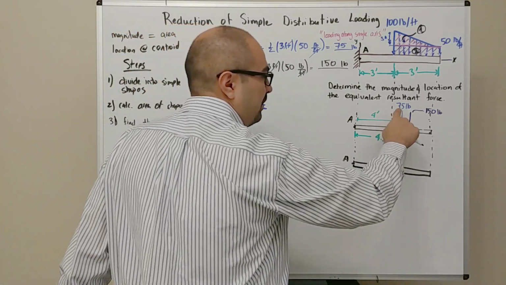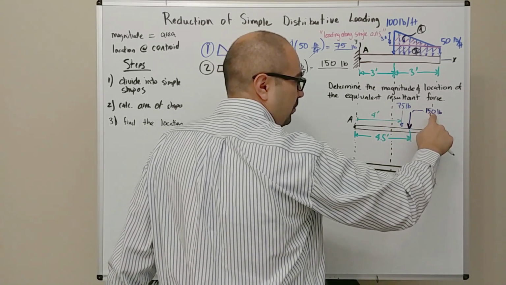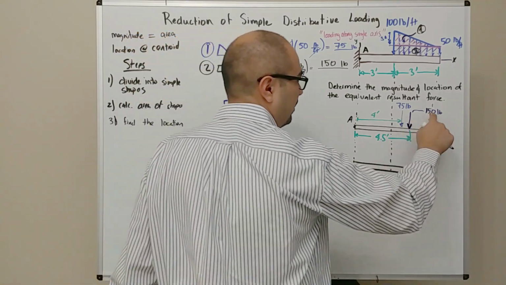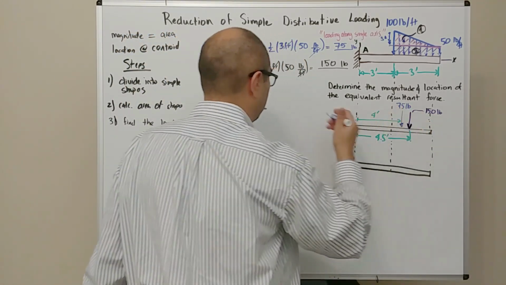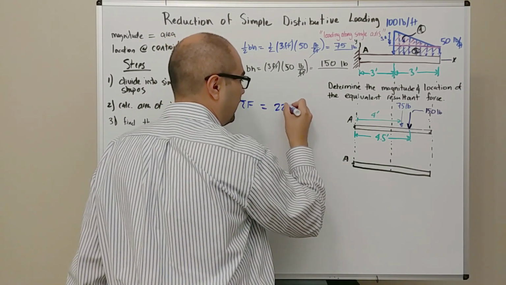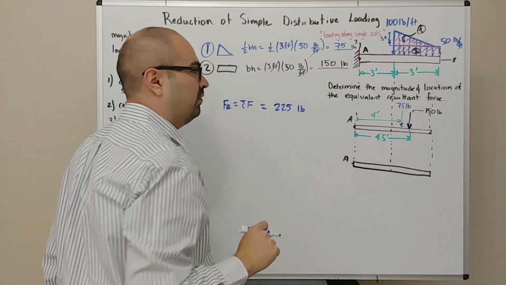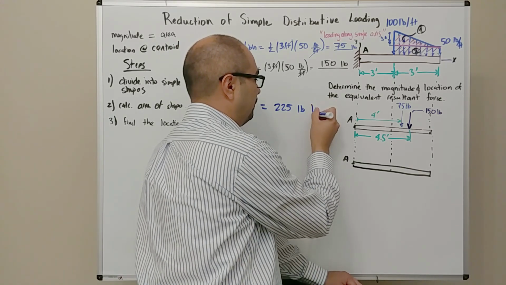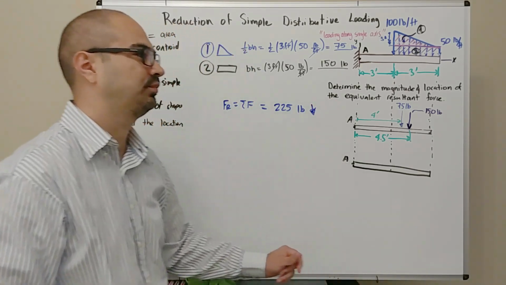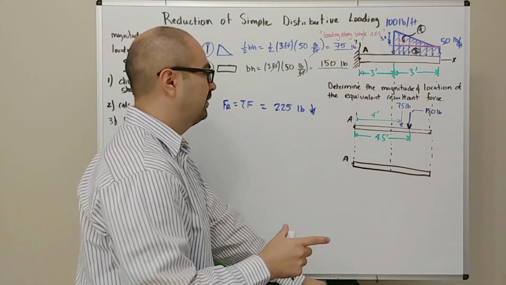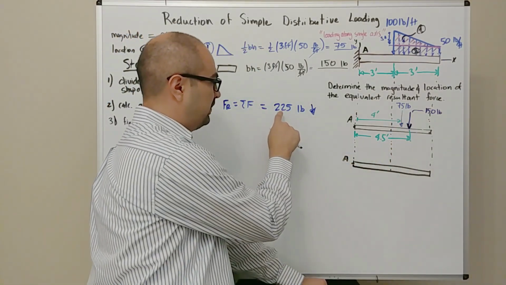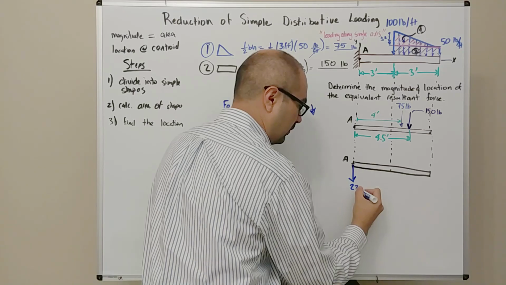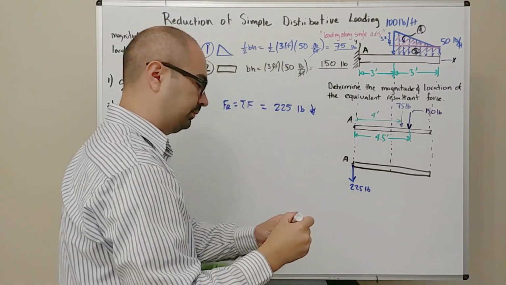So what we have is 75, and then the other force is 150. So when I add the two together, 150 plus 75 is going to be 225. It has the units of pounds, and because these two forces are pointing down, that resultant is going to point down. So what this means is I can replace these two forces with this single resultant force of 225 pounds at point A.